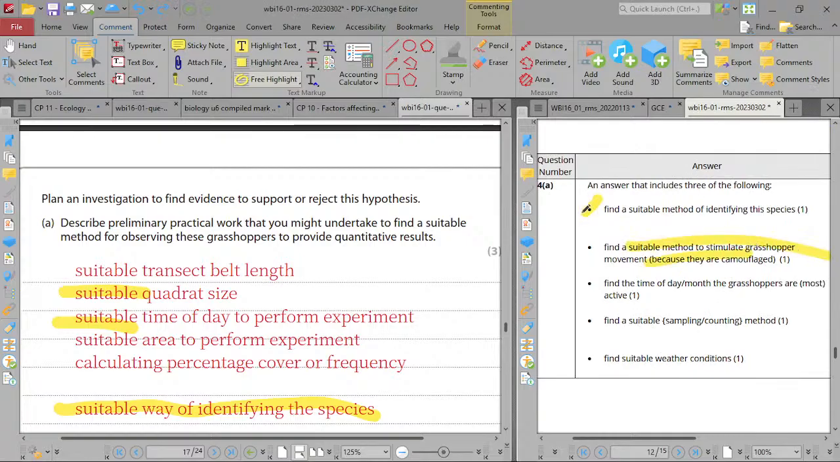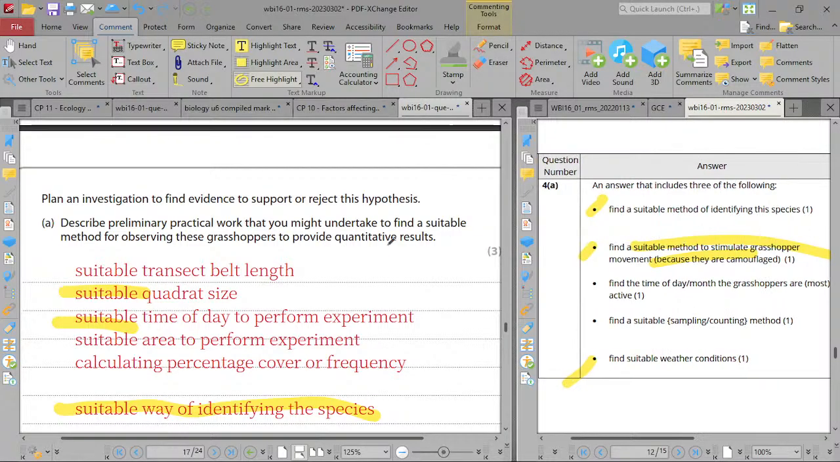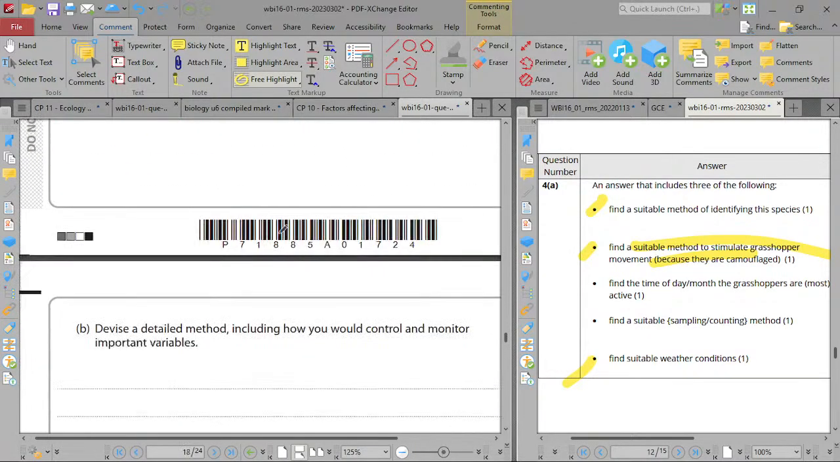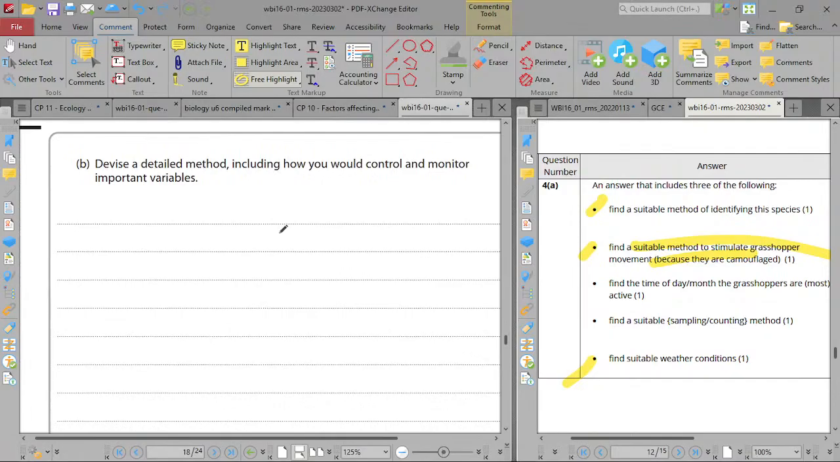Since it's hard to identify the species because they might look like others, we need a suitable way to identify the species, suitable weather, suitable time of day, and what's the last one? A suitable way to stimulate them to move because they're camouflaged and we won't be able to count or see them otherwise. Devise a detailed method on how you control and monitor the important variables.